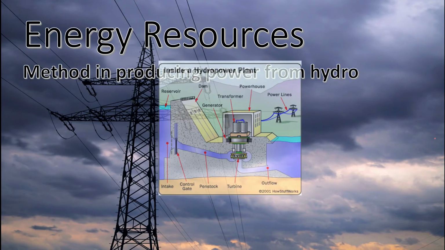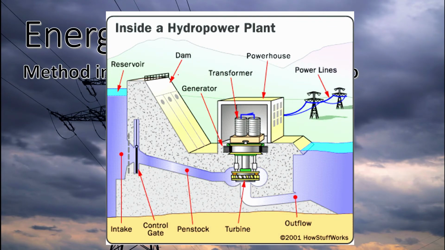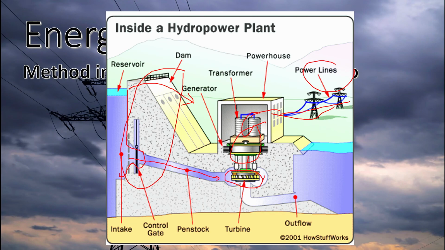Methods in producing power from hydro. Before creating a hydropower plant, you actually need to have a dam. They will create a hole somewhere beneath the reservoir, and the water flows into this canal. This flow will help turn the turbine, and then again turns the generator, and it generates electricity, and it's being distributed. So these are the power lines. After the water flows here, it will just go out to the other side.